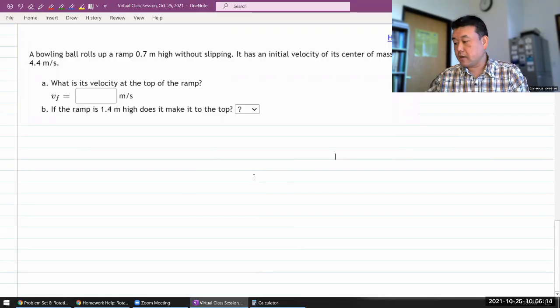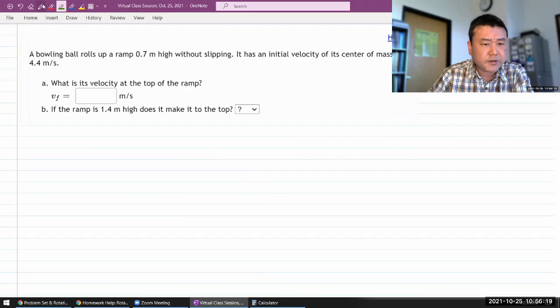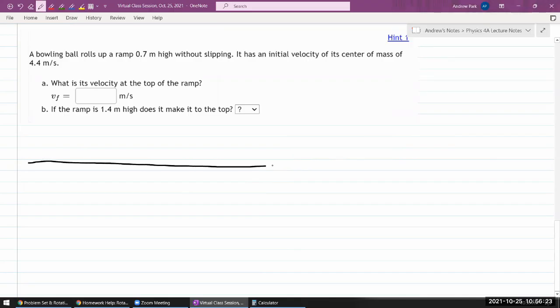So it says a bowling ball rolls up a ramp. Let me draw this picture here so that I have some concrete thing to imagine. It rolls up a ramp of some height. Okay, good, they are giving me the height. Oh, wait. What is its velocity at the top of the ramp? So at the top, I don't think it's at rest. So it has some height, h, and it says the bowling ball rolls up without slipping.